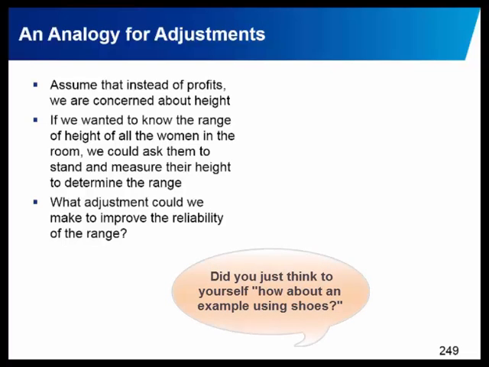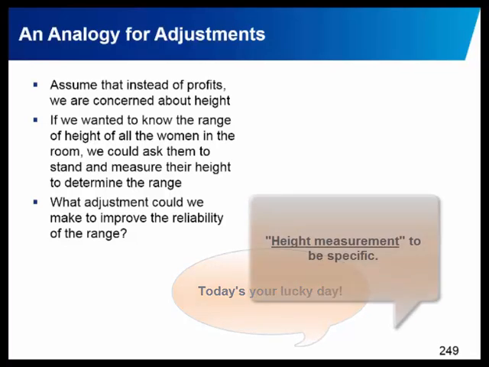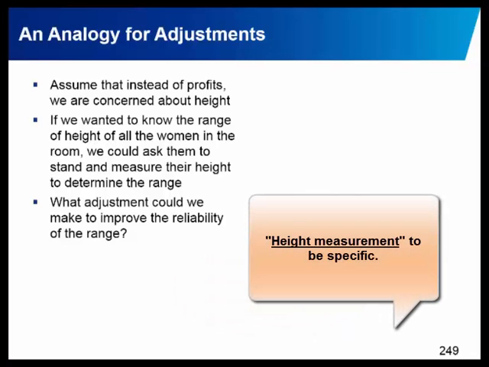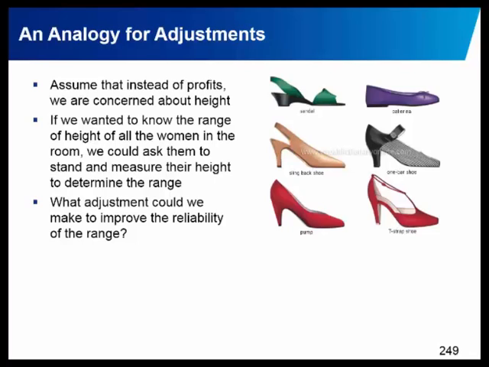Stepping away from the transfer pricing realm for a second, let's assume that our ask right now is to take a measurement of all the women in the room. When we're making this adjustment, what are certain things that we could do to perhaps make the measurement more accurate? Improve the reliability of the range. Well, one quote-unquote adjustment that we can make is we could ask them to take off their shoes, because some women wear sandals while others wear pumps and T-strap shoes.